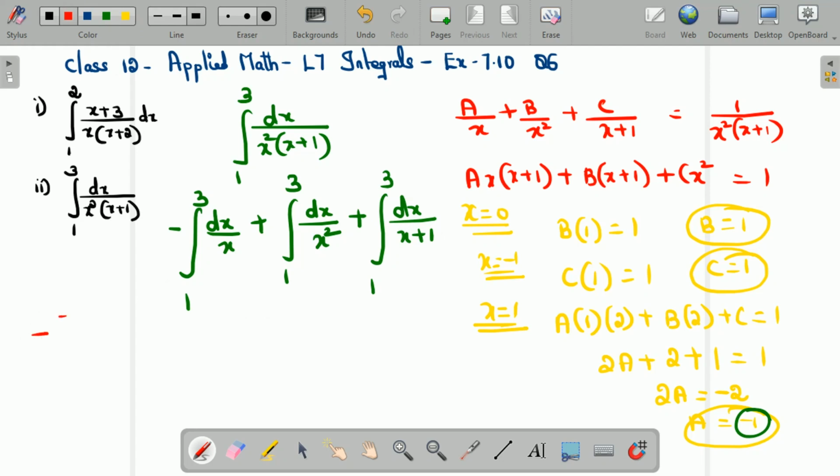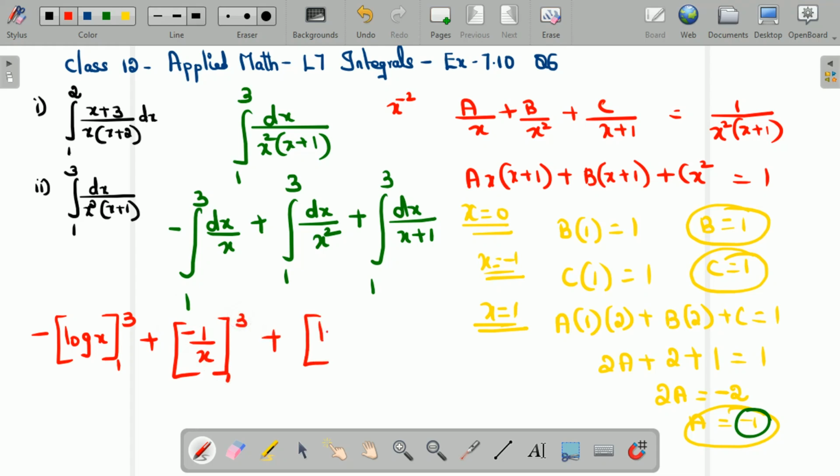So first let's integrate all of this, then we will apply the limits. So this is minus of log x between the limits 1 and 3 plus this, when you integrate, x squared is going to become on the top as x to the power minus 2. So after you integrate, it will become minus 1 by x. Remember the limits is 1 to 3, plus log of x plus 1 between the limits 1 and 3.